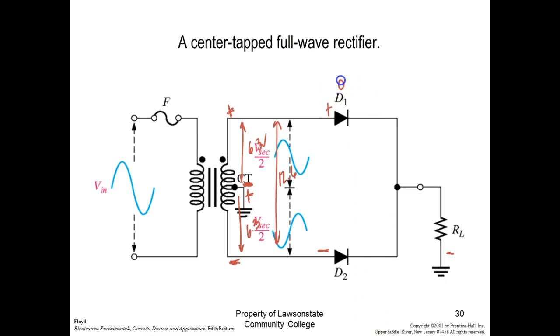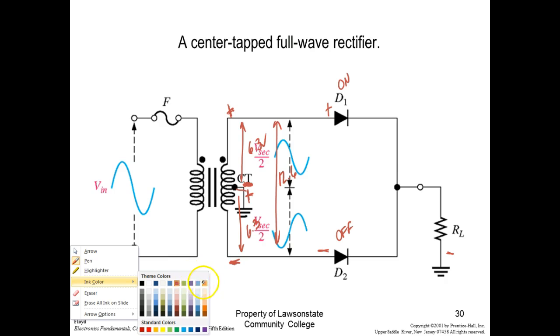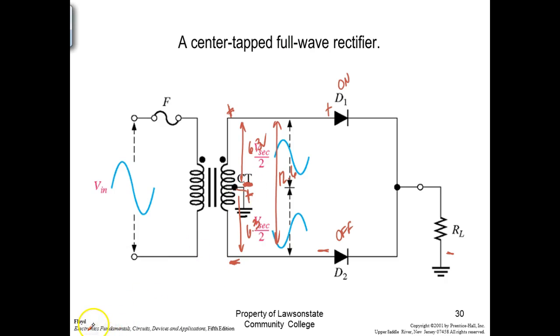So this guy right here is on. This guy right here is what? Off. So here comes my electron flow. It's going to come out the center tap. Let's do this in a different color. Oops, that's too close to that color.